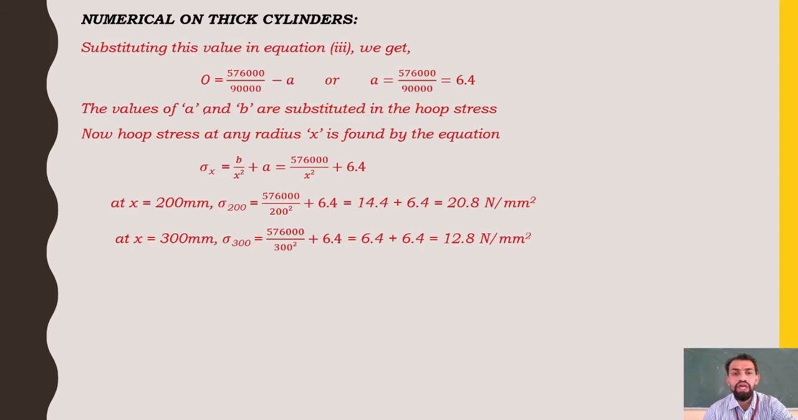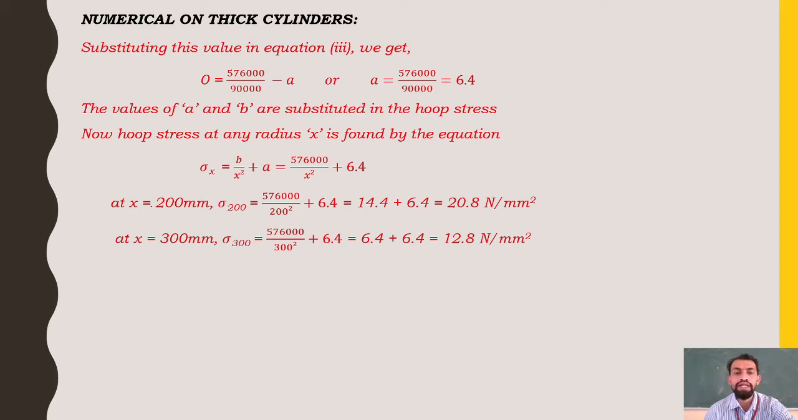The values of A and B are substituted in the hoop stress. Now we are going to substitute these values in the hoop stress. Hoop stress at any radius x is found by the equation sigma x equals B by x square plus A, which is the B value divided by x square plus 6.4.